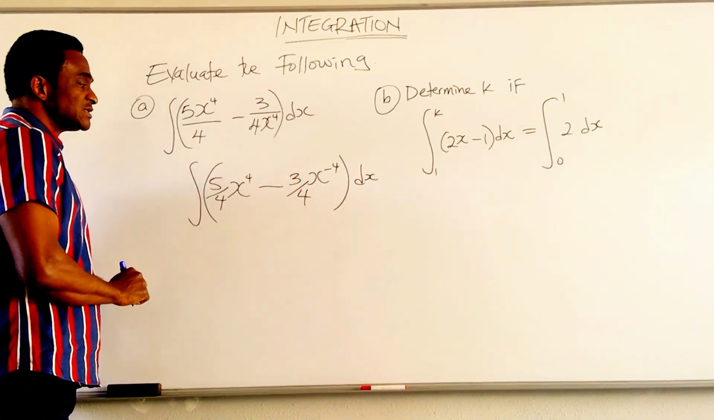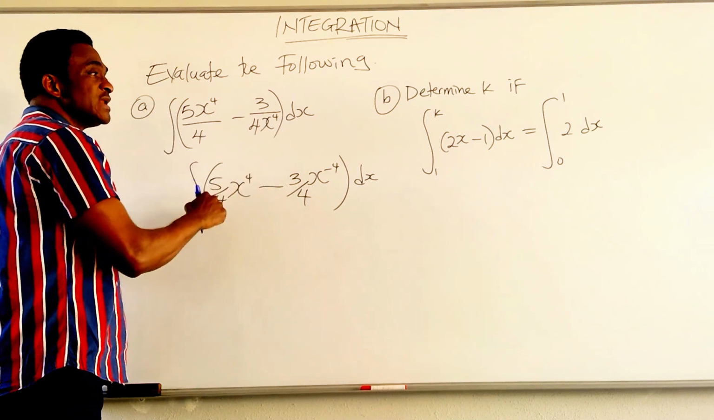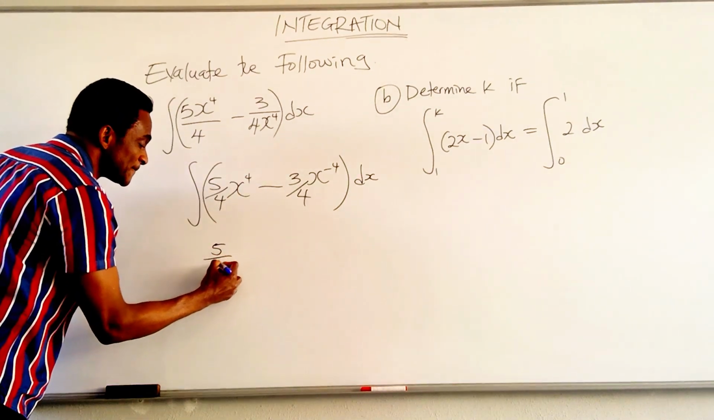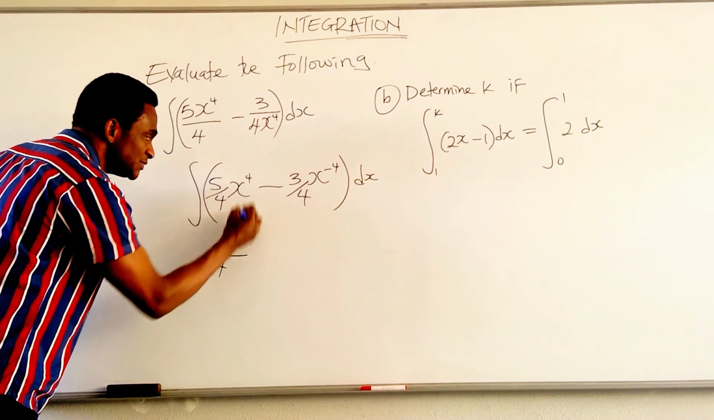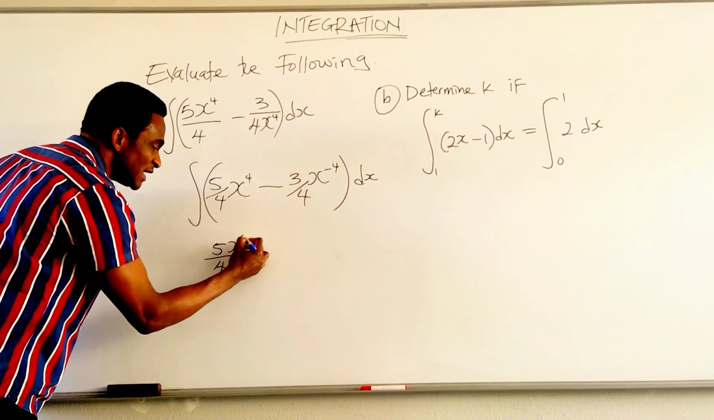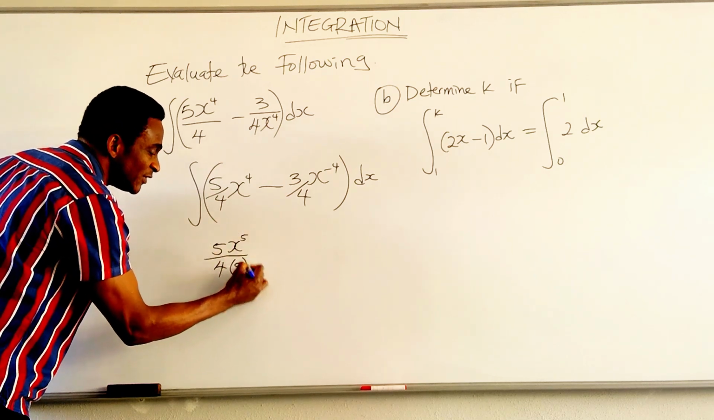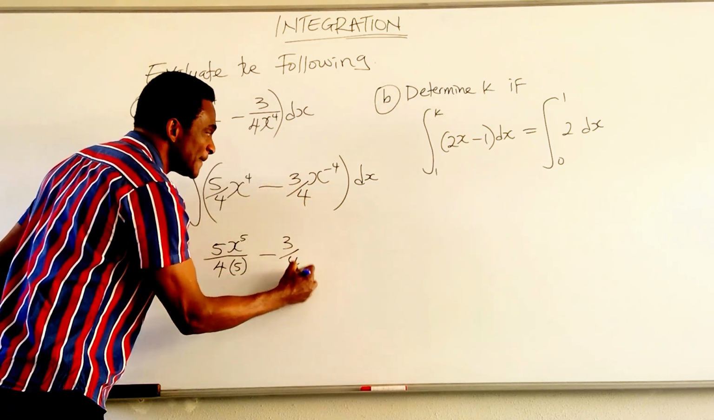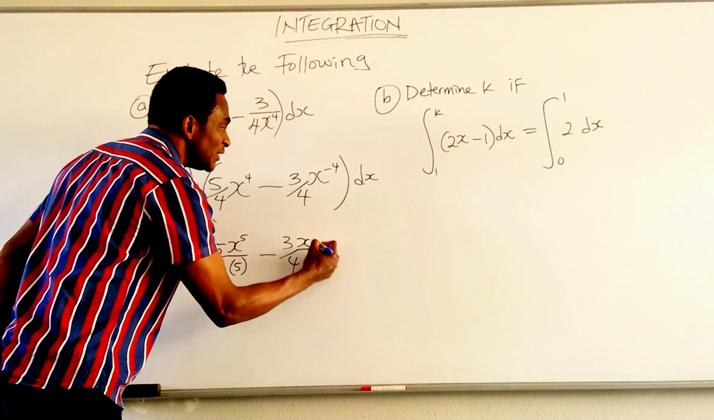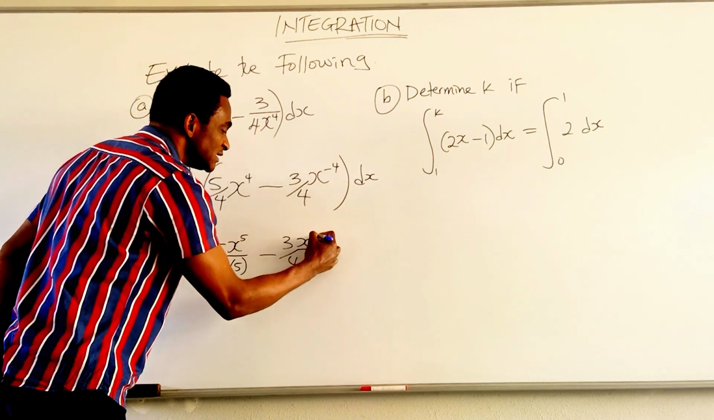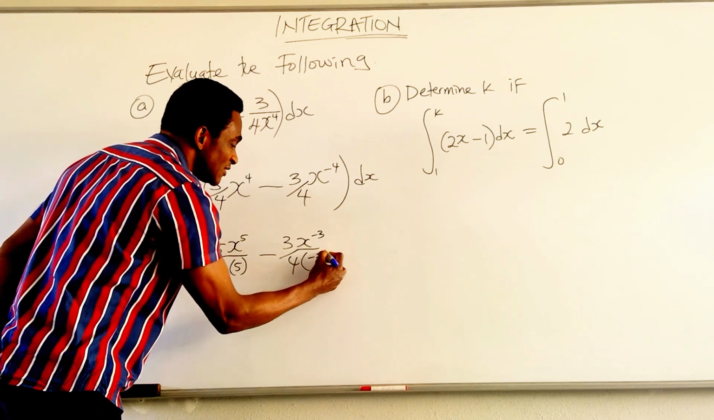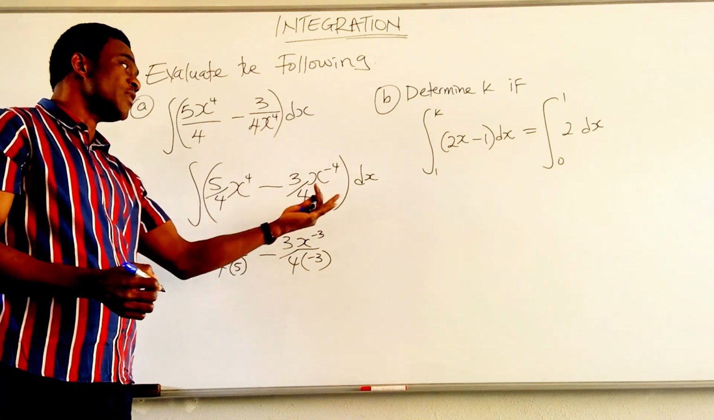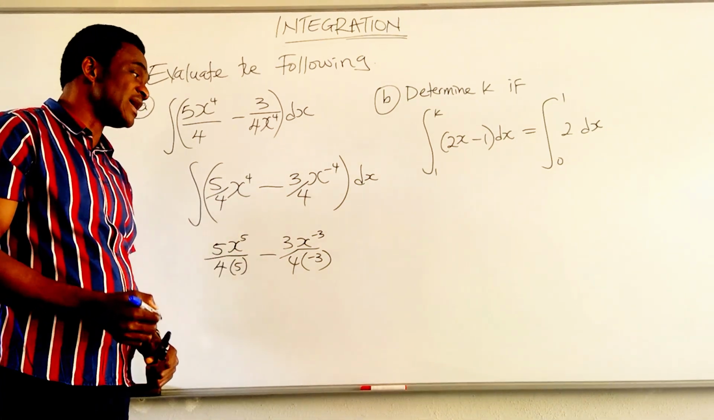Now let's integrate. Remember, it is n plus 1 over n plus 1. So here we have 5 over 4 into x, 4 plus 1 gives us 5, we divide with that 5 also, minus, we have 3 over 4 into x, and we have minus 4 plus 1 is minus 3, into that minus 3. Remember, this is indefinite integral, so we have no intervals, we just simplify and it stops here.